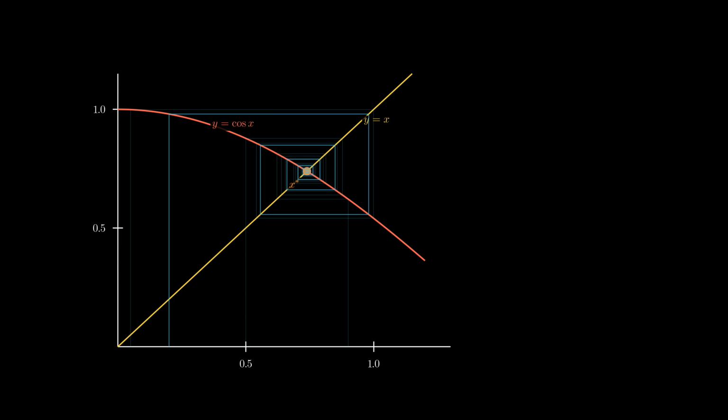Banach's theorem does more than promise a fixed point exists. It gives a mechanism to find it, proves it is unique, and tells us how fast we approach it. All from a single inequality.